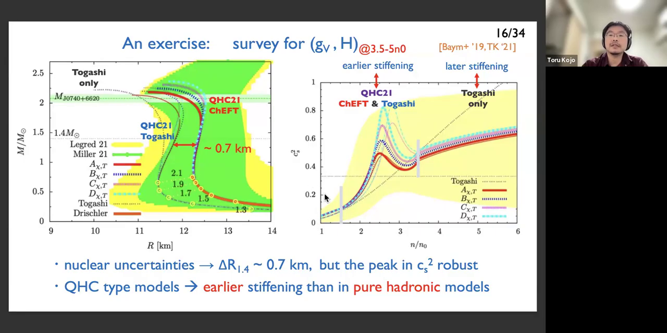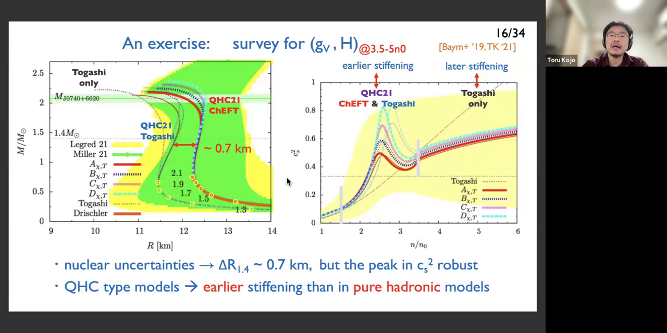Because the nuclear equation of state stiffens rather slowly, when we look at the high-mass region, the radius tends to be smaller compared to the model having the rapid stiffening at the low density region. So this is a typical trend of the crossover equation of state. The sound velocity peak is a typical trend for the crossover equation of state.